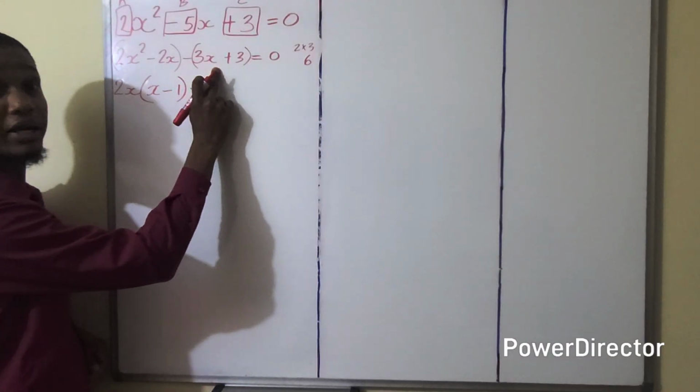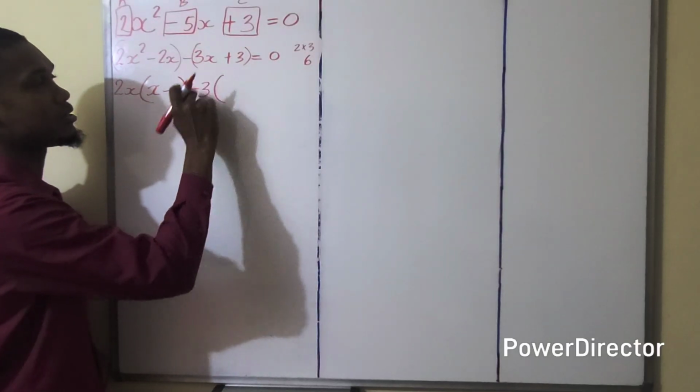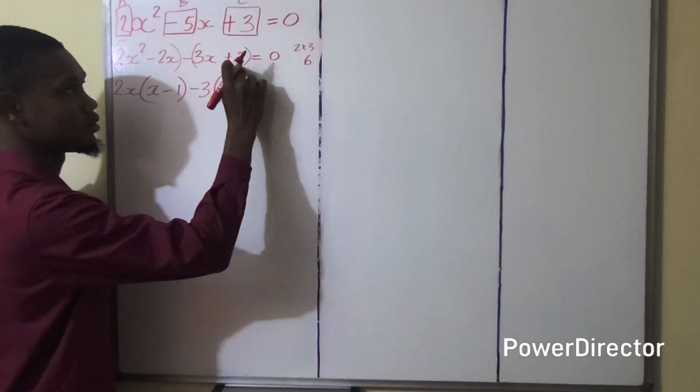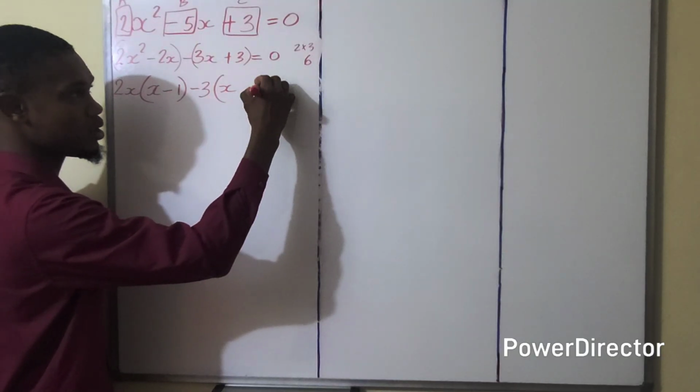Minus, look in this bracket, what's common? You see 3. So 3x divided by 3 leaves you with x. Put back the 3 divided by 3, that's 1.